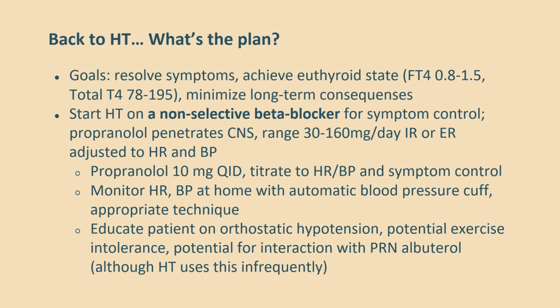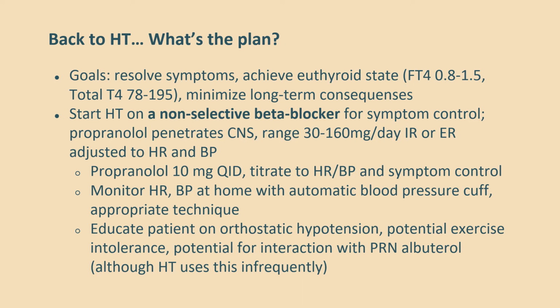So let's look back at our patient HT. What is our plan for her? So our goals overall are to resolve the symptoms and help her achieve euthyroid state using medications. And I have those goal levels listed there for a free T4 of 0.8 to 1.5 and a total T4 of 78 to 195. We also want to minimize those long-term consequences.